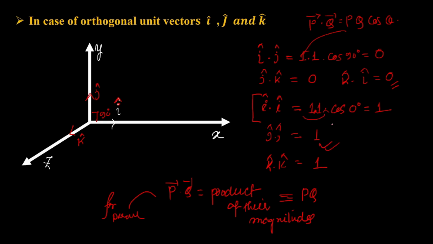So remember, I dot j is 0, j dot k is 0, k dot I is 0 because they are perpendicular to each other, x, y, z. Then I dot I is equal to 1, j dot j is equal to 1, k dot k is equal to 1. These are very important properties that will be used in our numerical problems.